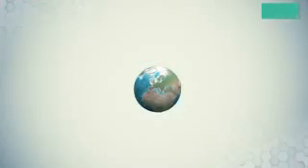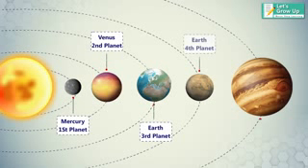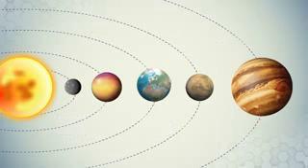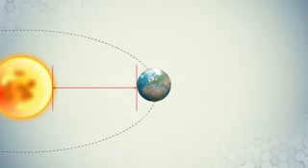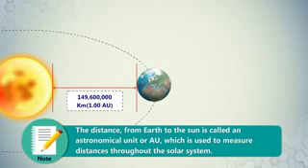Before going into the main topic, we start from the Earth. Earth, our home. The Earth is the 3rd planet from the Sun. The Earth's distance from the Sun is 149,600,000 kilometers. Note: the distance from Earth to the Sun is called an astronomical unit, or AU, which is used to measure distances throughout the solar system.